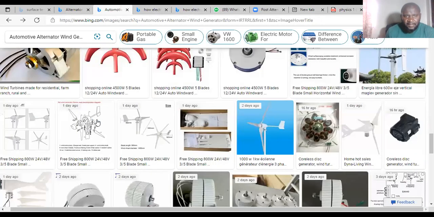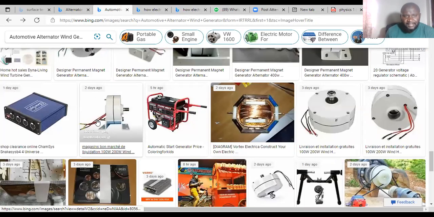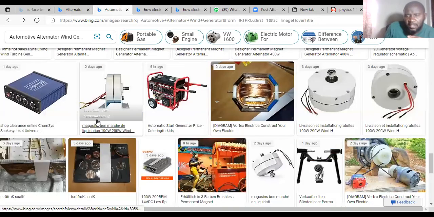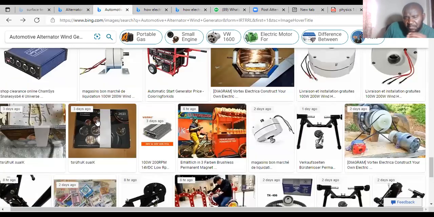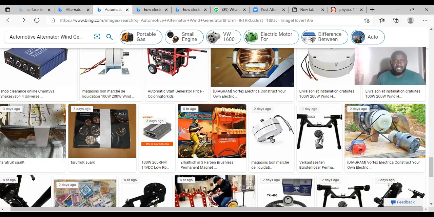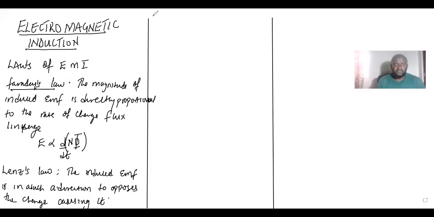What does that mean? It means that when a magnet is being pushed inside, for example, a solenoid, you will see that the EMF induced is going to be in this form. Okay, let me do an illustration. The EMF going to be induced is going to be in this form.